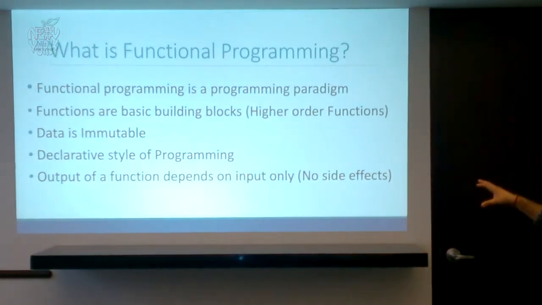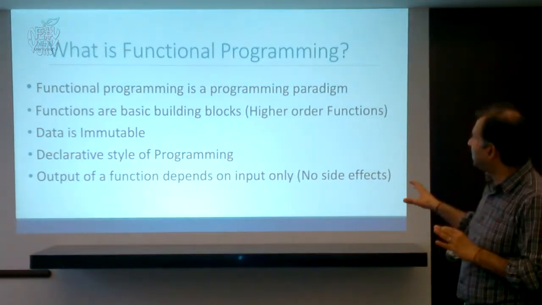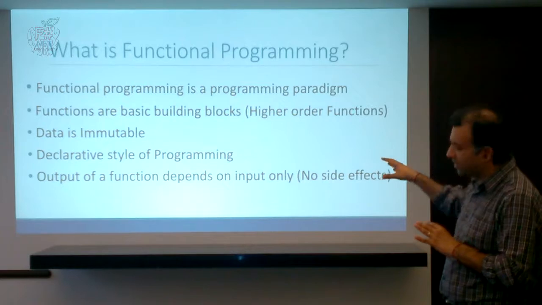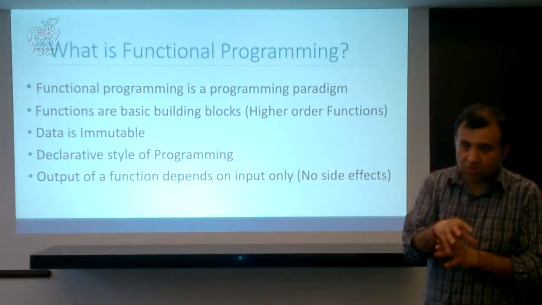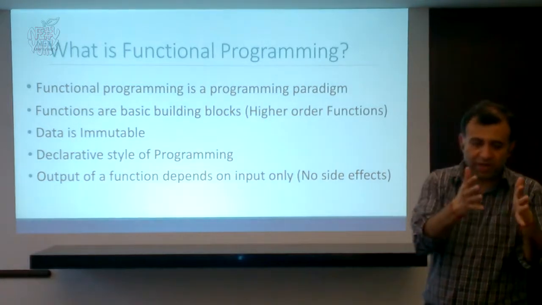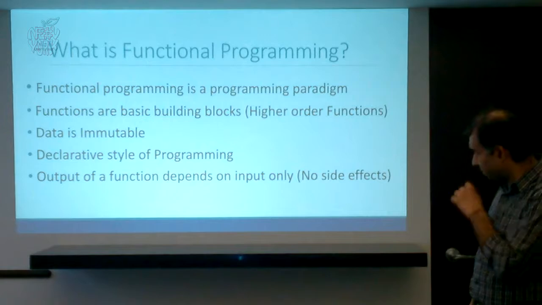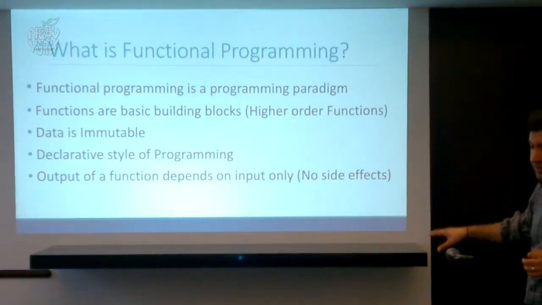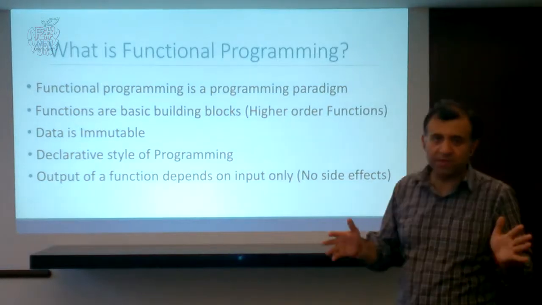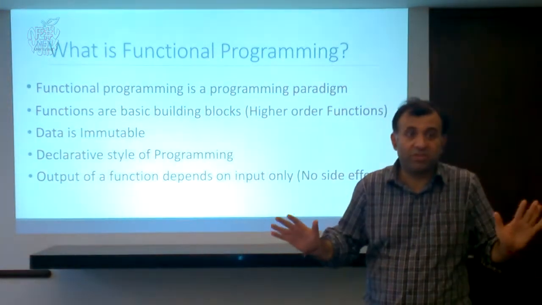In a pure functional language, and I'm going to explore what a pure functional language is later on, the basic building blocks are functions, and you can combine these functions into what is called a higher order function. So you can take two functions and combine them as a third function, and we'll see an example of that. The data is immutable. That is to say, once I declare a variable, let's say let x equal to 3, that's it. You cannot change the value.